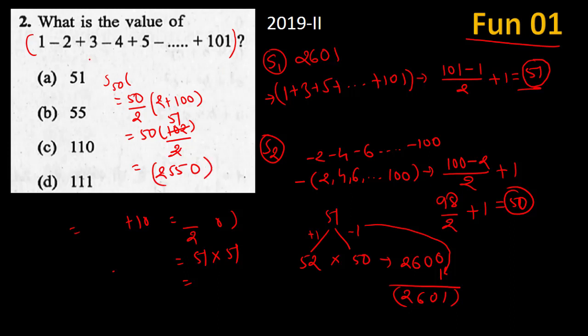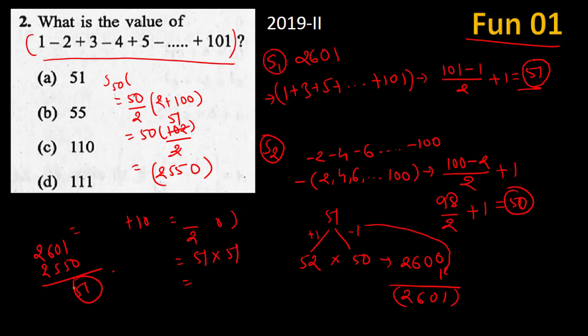Now the answer to this question is the first series minus the second series. The first series is 2601, and minus the second series 2550. So this answer is 51. Is it necessary to do it this long?